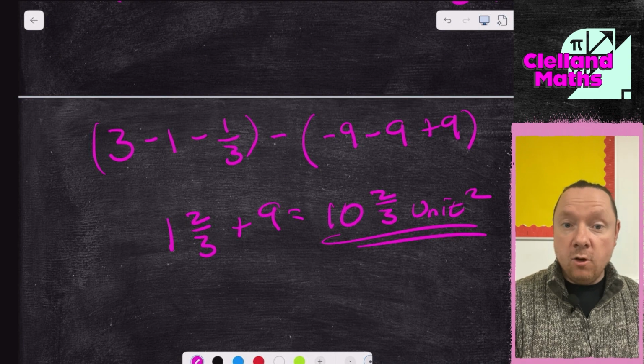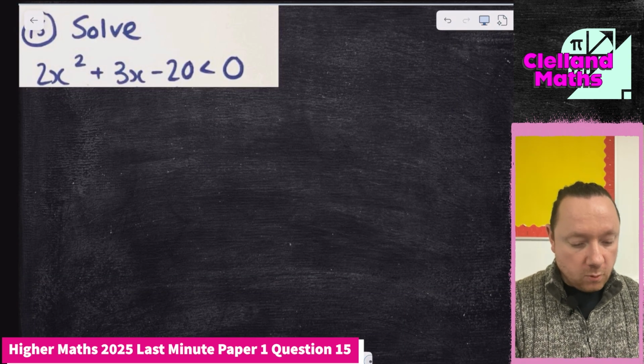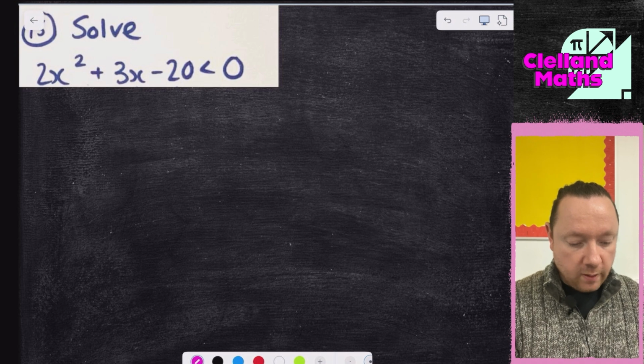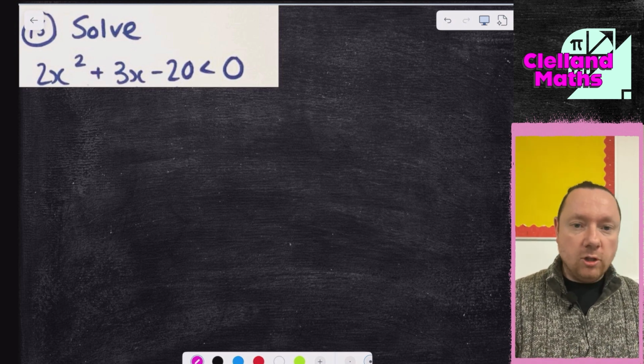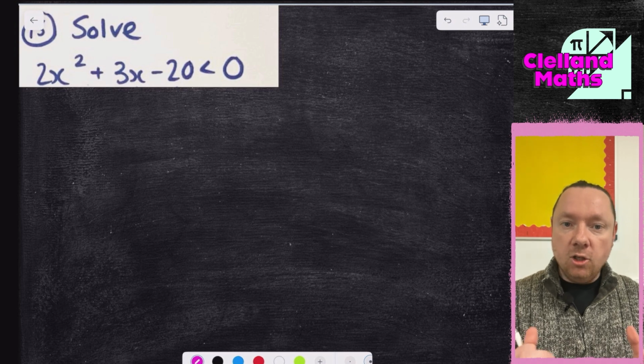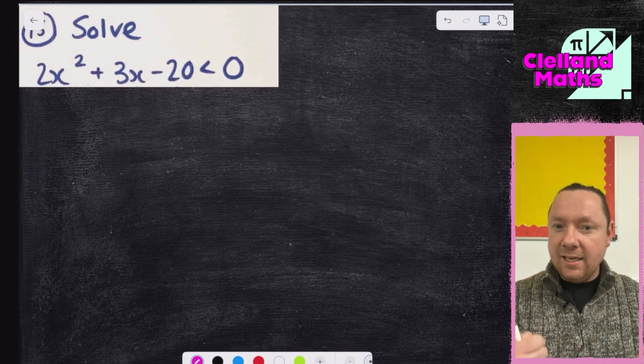Obviously, you can leave your answers as 32 over 3 if you prefer. SQA Higher Maths 2025 last minute paper 1 question 15. Solve 2x squared plus 3x minus 20 is less than 0. So this is a quadratic inequality, and to solve them you find the roots as if it's equal to 0, but then you draw a little graph to show where it's less than 0.